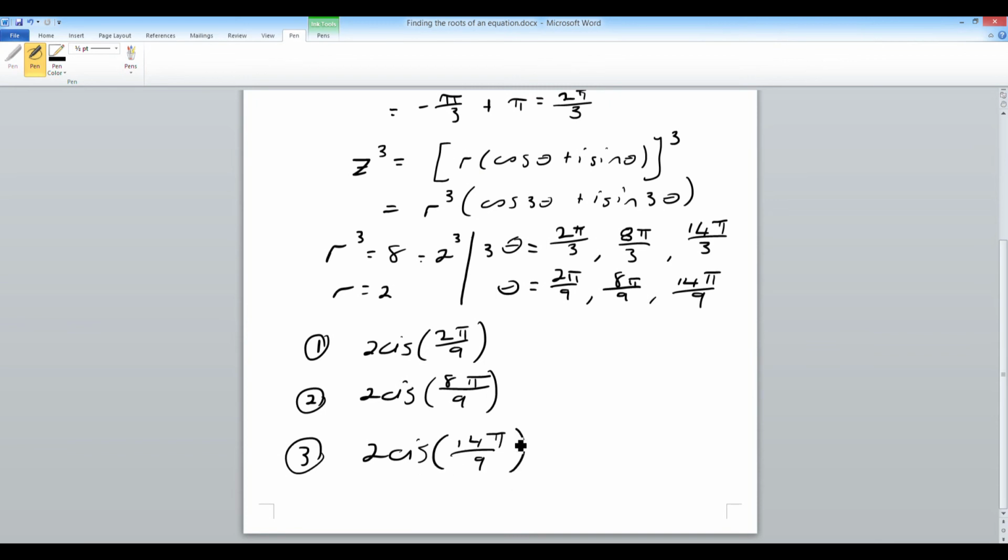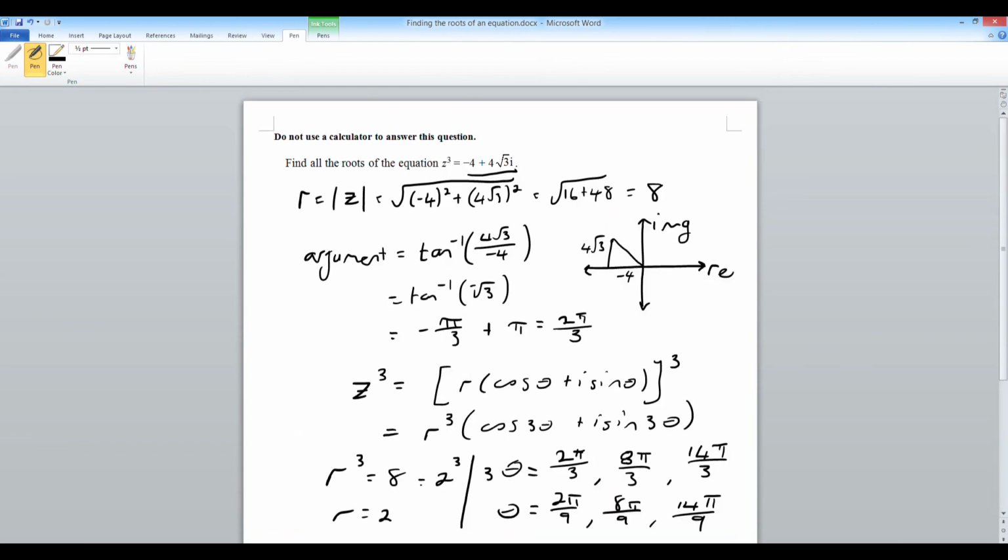It depends on the question, what they say, whether we should leave it in cis form, polar form, or Cartesian form for my roots, but most likely I can leave my answer like this. So we have found the roots of z cubed is equal to minus 4 plus 4 root 3 i.